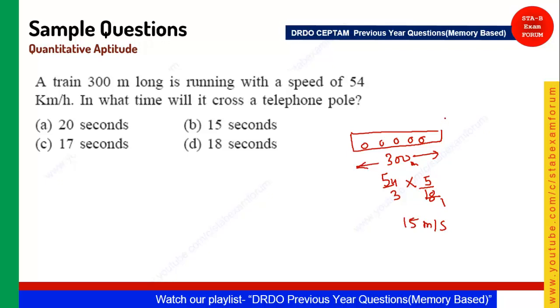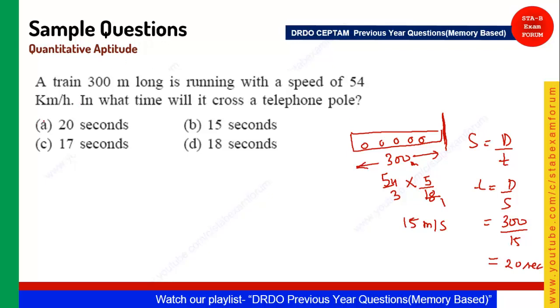And as you know, it is crossing a telephone pole. So in how much time will it cross this pole? For distance, as this is a very thin pole, the distance will be the length of the train, and the speed you have. You know the formula: speed is equal to distance upon time, and time is equal to distance upon speed. Distance is what? 300 meter, speed is 15, so the answer is 20 seconds.